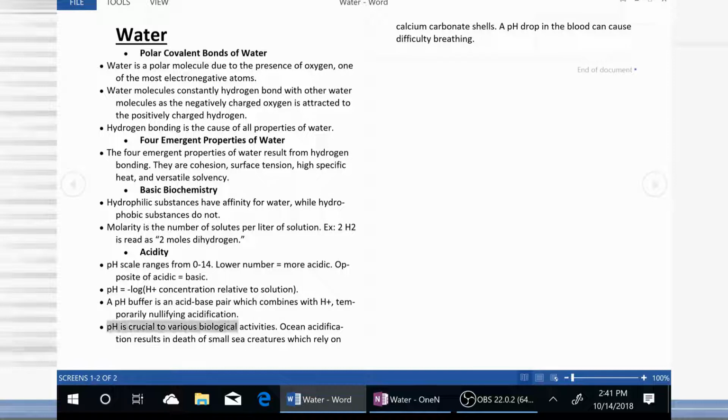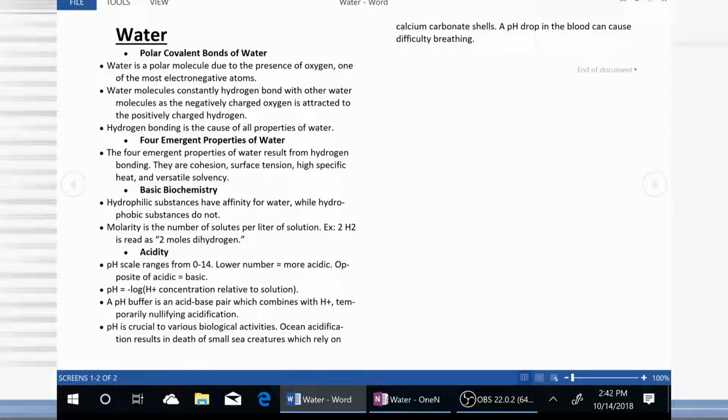So pH is really crucial to a lot of biological activities. For example, ocean acidification will result in the death of small sea creatures because the shells of these creatures are calcium carbonate, and when they react with hydrogen ions, they kind of break apart, and so this obviously kills the animal because it can't survive without the shell. So a drop in pH in the blood in humans can cause difficulty breathing.